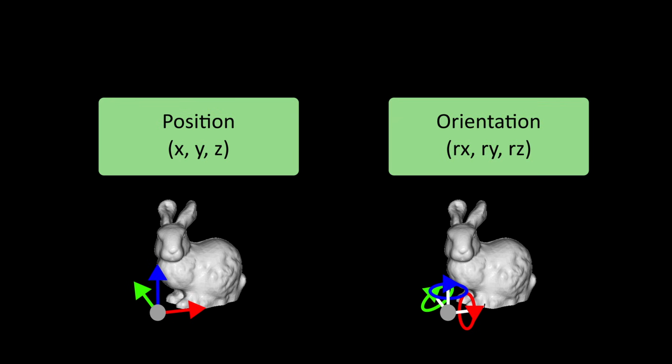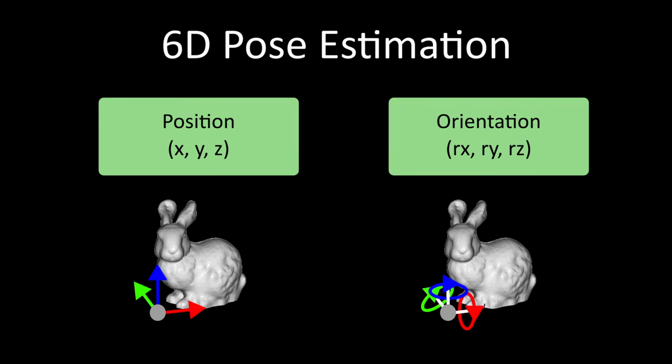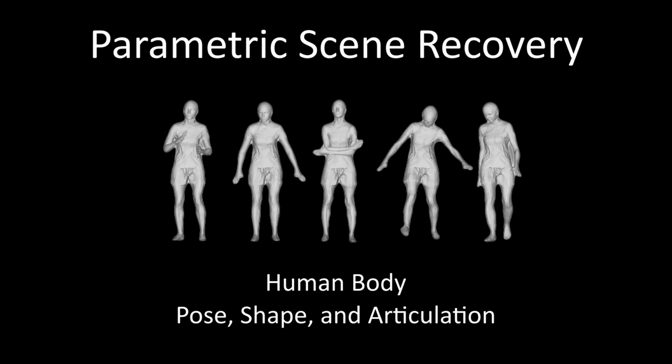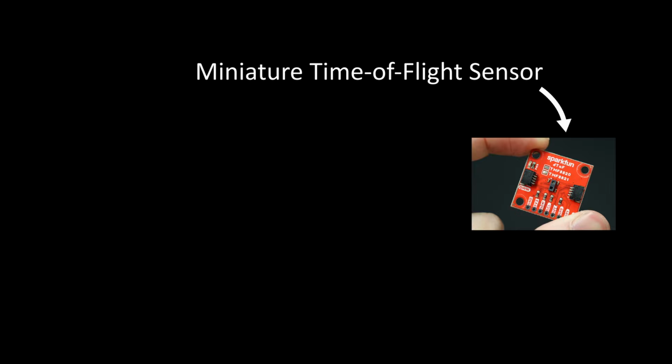For example, if we know that the scene contains this object, but we don't know where it is, we can treat the object's position and orientation as parameters that we seek to recover, rather than reconstructing it from scratch. This exact formulation is called 6D pose estimation. Parametric scene recovery encompasses other problems as well. As another example, if we know the scene consists of a human hand, we can aim to recover the shape and articulation of the hand, and similarly with an entire human body or the body of an animal or a robot. To understand how our method works, first we need to explain exactly how these miniature time-of-flight sensors operate.